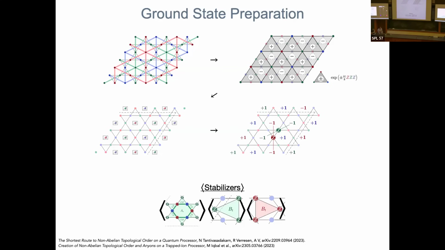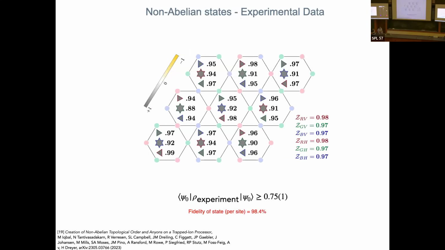Okay, so I'll just flash the measured stabilizers. And the important thing to note is all of them are pretty close to +1. Okay, and this tells you you've gotten very close to the ground state. You can set a bound on the overlap with the actual ground state. So it's pretty high fidelity per site of this 27 qubit lattice.